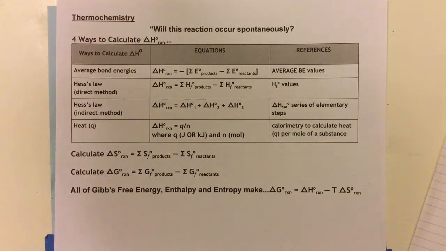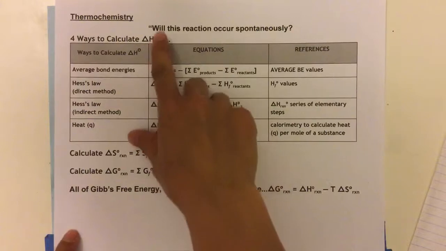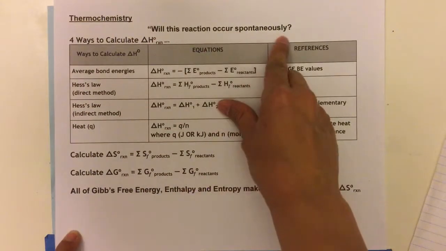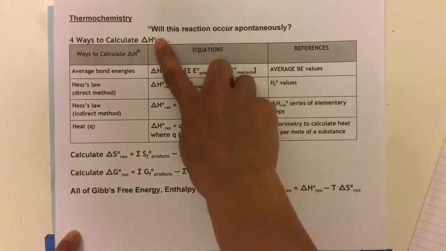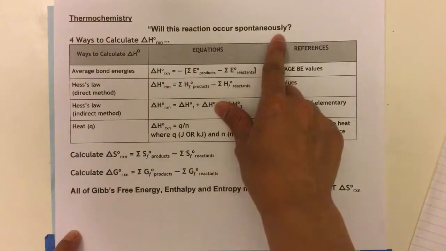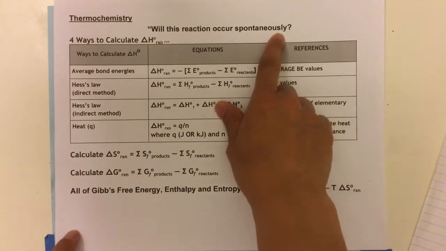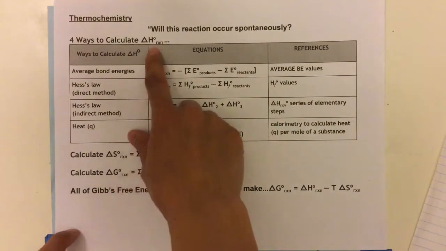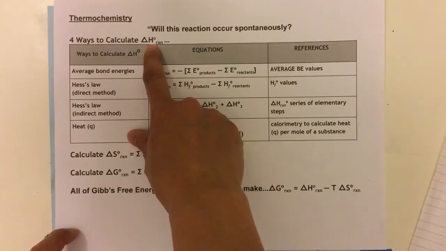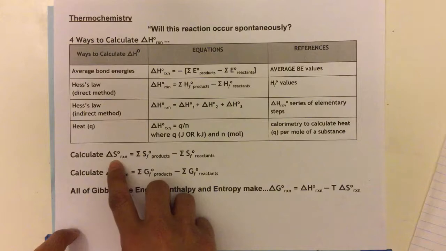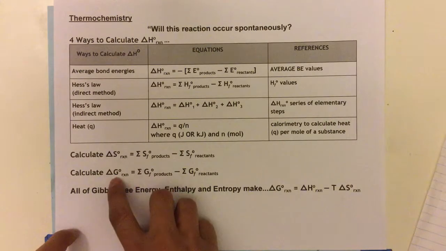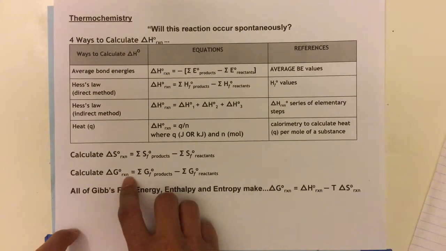This video is on thermochemistry, and much of what we do when it comes to thermochemistry is to understand whether a reaction will occur spontaneously. So we're asking, will this reaction occur spontaneously? And how we determine that is an interplay of three ideas: change in enthalpy, change in entropy, and change in Gibbs free energy of a reaction.